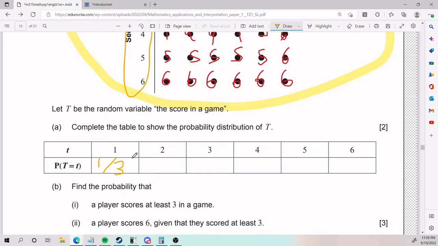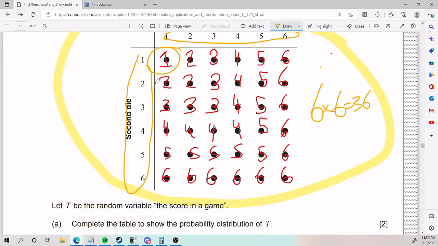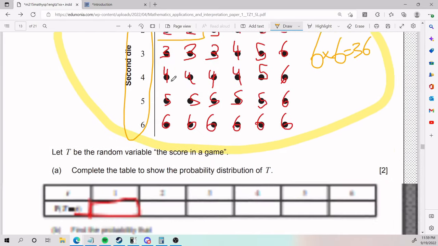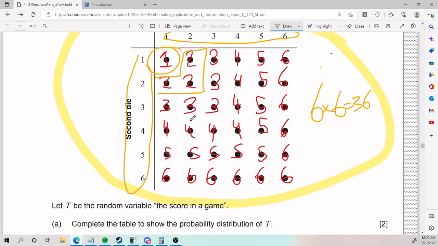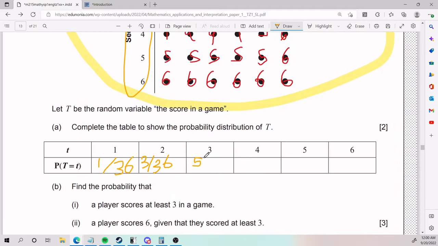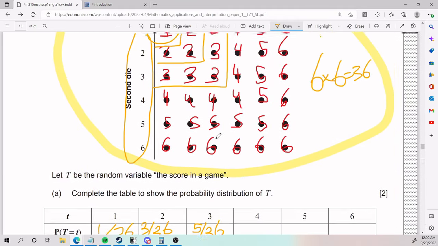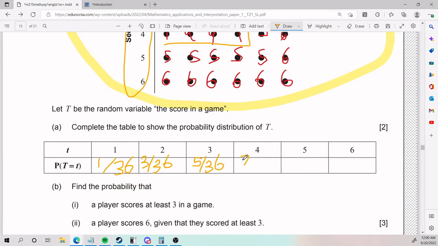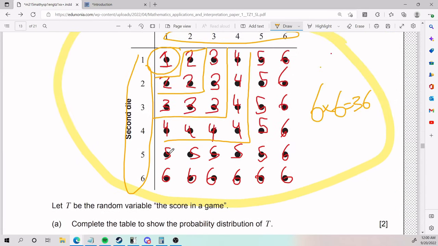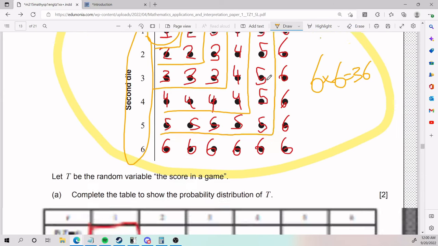1 over 36 probability of getting a 1. What about a 2? The 2s are there. That is how many? 3. My total is unchanged, 3 out of 36. My 3s are there. 1, 2, 3, 4, 5. 5 over 36. My 4s, 1, 2, 3, 4, 5, 6, 7. 7 over 36. 5s, 1, 2, 3, 4, 5, 6, 7, 8, 9.